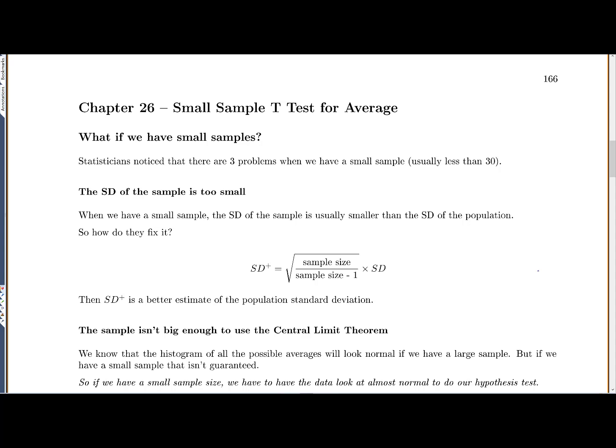The first problem is that the standard deviation of the sample will be too small. So when we have a small sample, the SD of the sample is usually smaller than the SD of the population. So how do our statisticians fix that? They came up with something called SD+, at least our textbook calls it SD+. And this is equal to the square root of our sample size divided by our sample size minus 1, times the SD that we got on our sample. So if you take the SD in your sample and multiply it by this little correction, it makes it just a little bit bigger, and then it will be a better estimate of our population standard deviation.